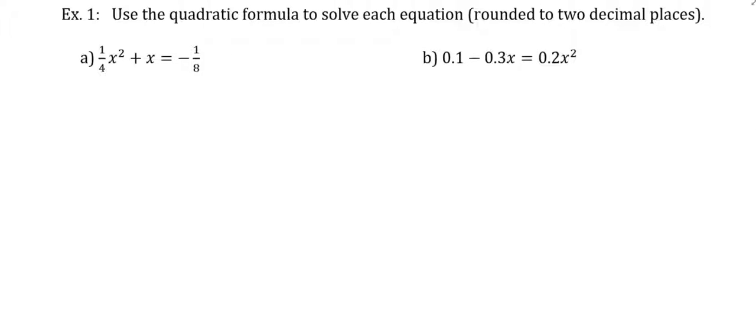Very nice. So we got to put everything over to the other side. They're both like that. They're not equal to 0. Factoring only works if it's equal to 0. Quadratic formula only works if it's equal to 0. Everything has to do with it being equal to 0. So we're going to do that step first: 1/4 x squared plus x plus 1/8 equals 0.